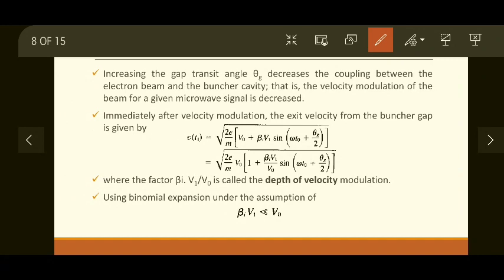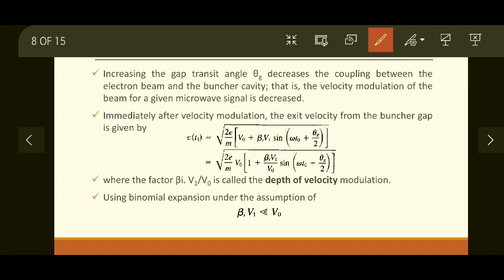That is, the velocity modulation of the beam for a given microwave input signal is decreased. Beam coupling coefficient is nothing but a velocity modulation. Why is it called velocity modulation? Let's see that.